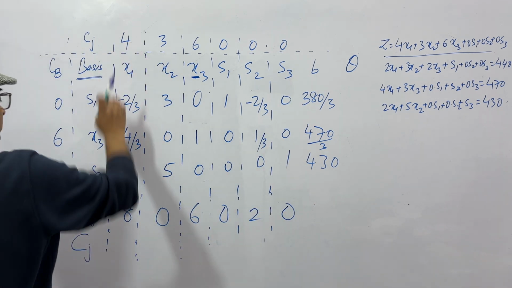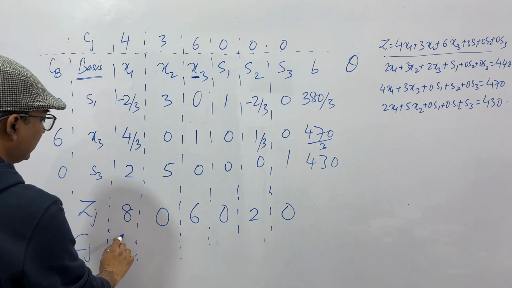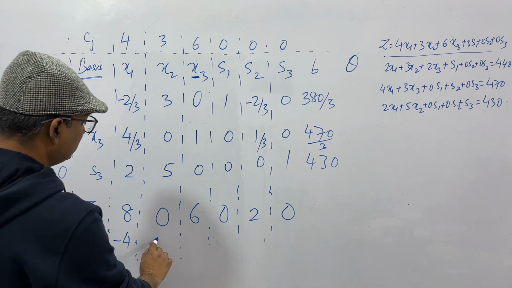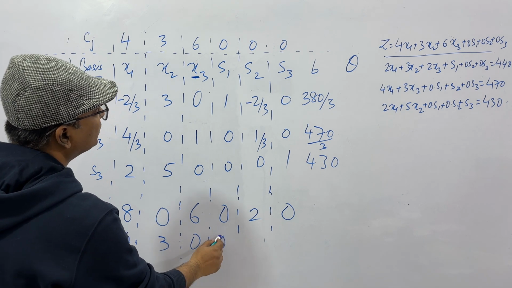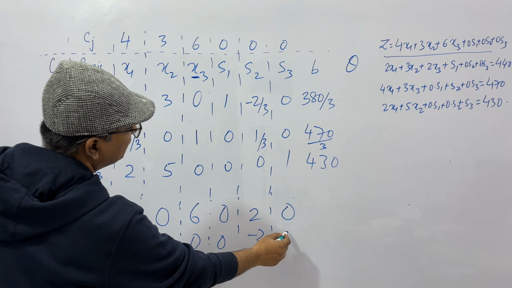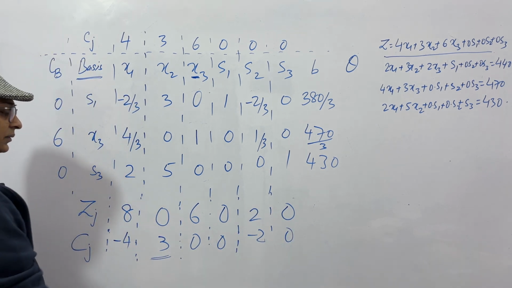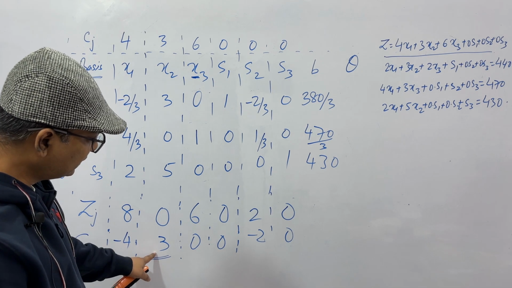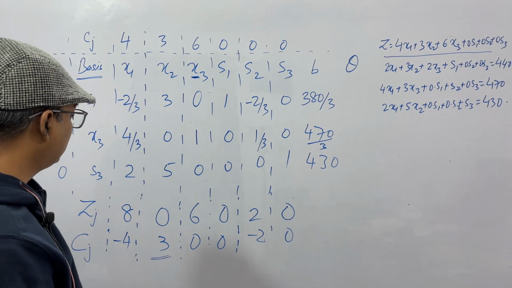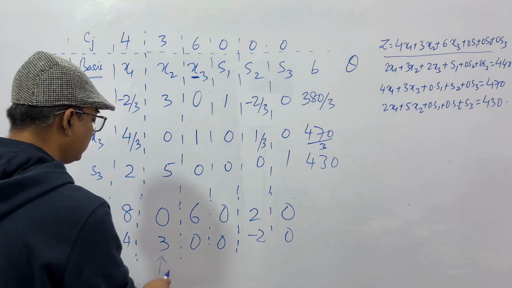Cj minus Zj will be this minus this. So 4 minus 8, that is minus 4. 3 minus 0, 3. 6 minus 6, 0. 0 minus 0, 0. 0 minus 2. Now, still we have this 3. We have minus here, but this is 3. See, we have a positive element here. So again, because this is maximum, this will become your key column.